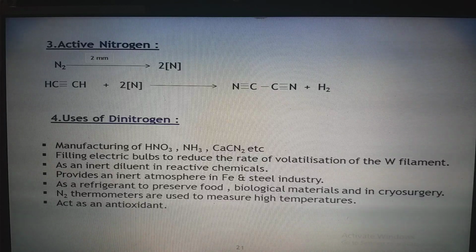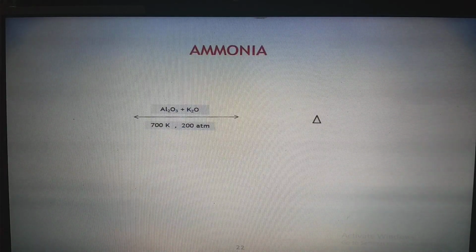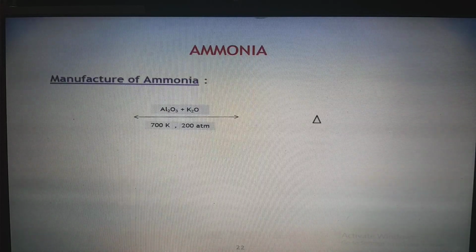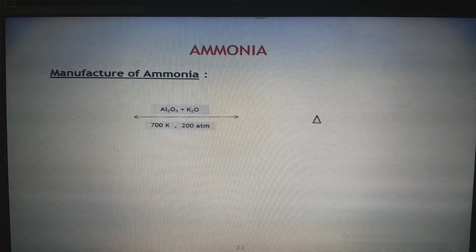It acts as a refrigerant to preserve food, biological materials, and in cryosurgery. Nitrogen thermometers are used to measure high temperatures. It acts as an antioxidant. The next compound is ammonia. Let us study the manufacturing of ammonia.